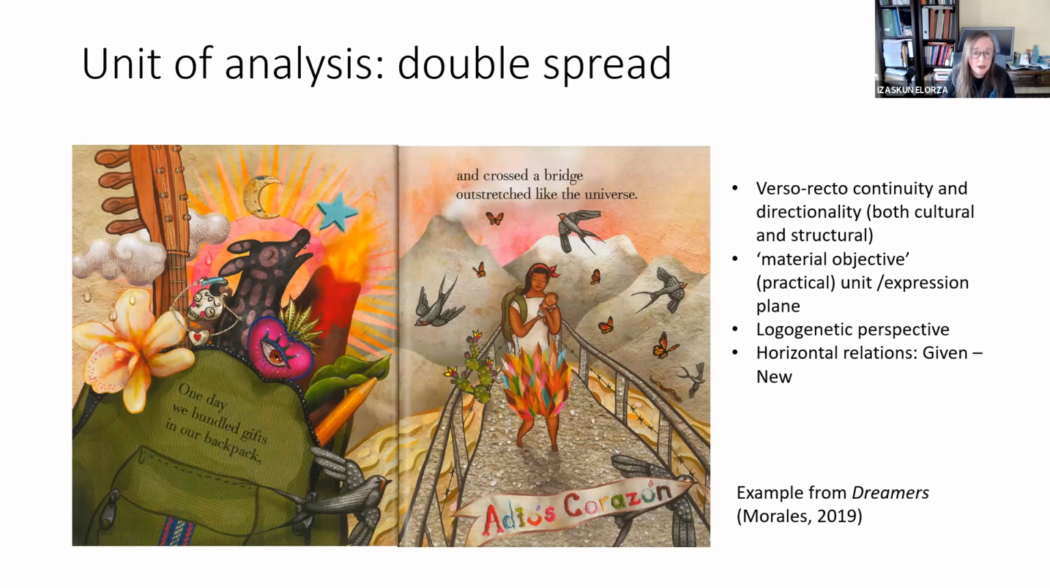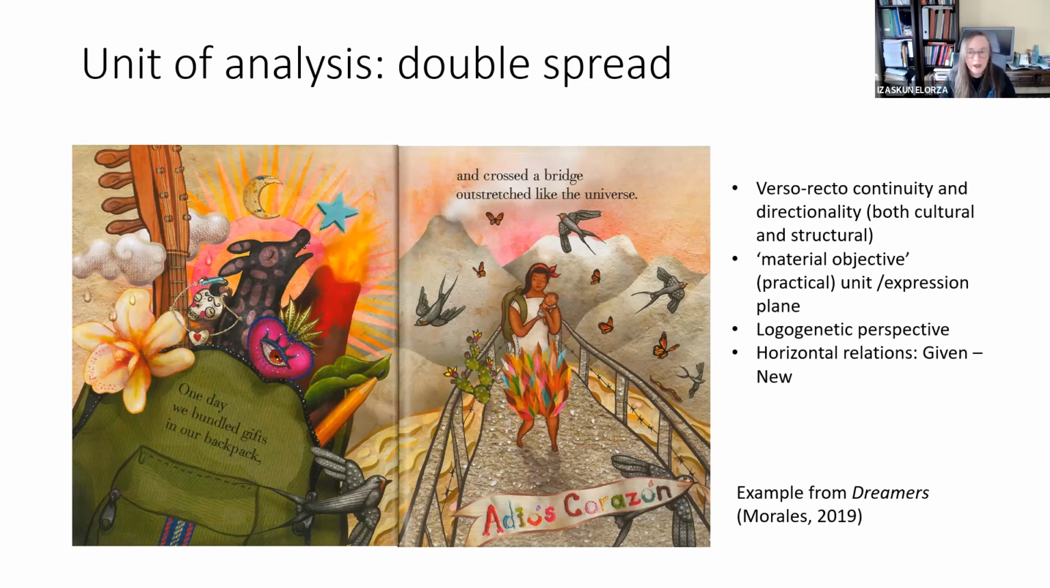So we can identify horizontal relations as well, like given, new, and so on. We rely on Kress and Van Leeuwen for that as well. So directionality goes from left to right, in Western cultures at least, and so on and so forth, which is not ideational as such. But that means that in a double spread, we can also take that kind of perspective as well.